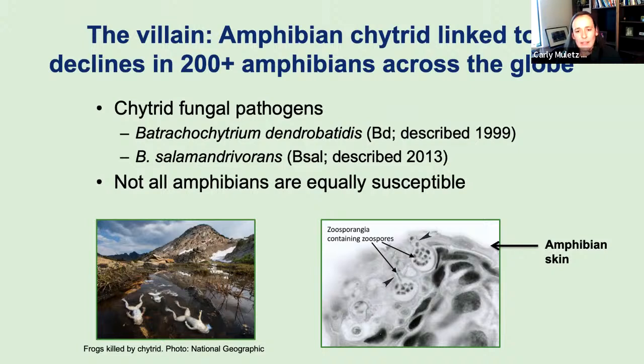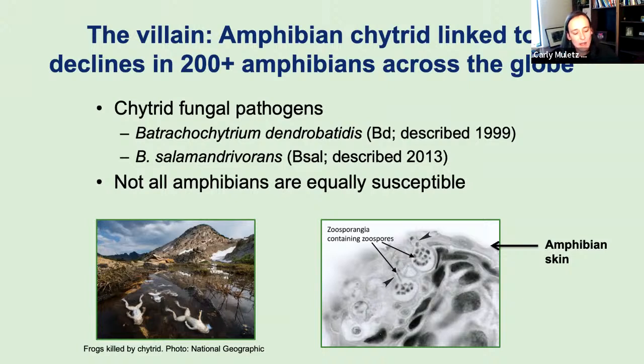And in the last decade, we've also identified another sister taxon within the same genus, Batrachochytrium salamandrivorans, Bsal for short, which has a much smaller distribution. Bd is found across the globe, whereas Bsal is predominantly found in Asia and Europe. And in both of these cases, we believe that they came from Asia, where they had co-evolved with the amphibian species there for at least thousands of years, and spread through commerce to the rest of the world.